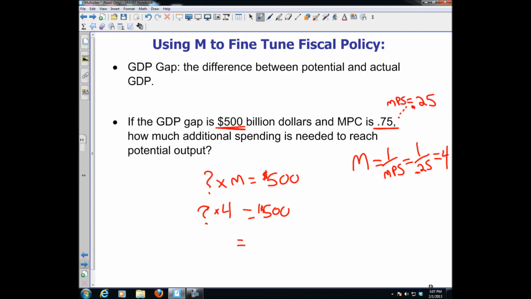So we would have to increase our spending by how much? 125. Don't forget, we're talking about $1 billion, not just single dollars. All right, so in this case, because the multiplier is equal to 4, we would spend $125 billion initially, but that would move AD by the full $500 billion and bring us back to potential output.